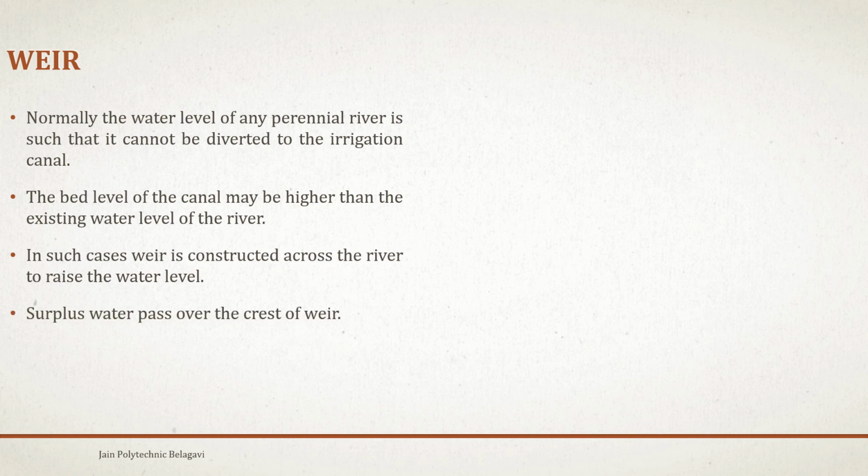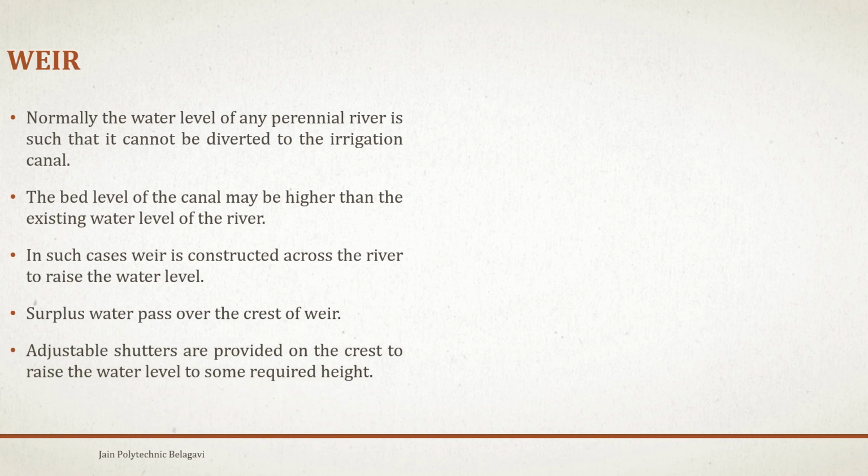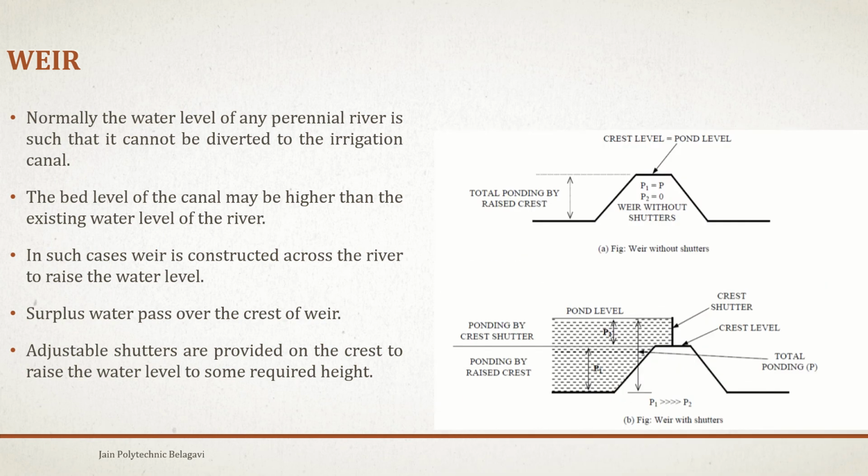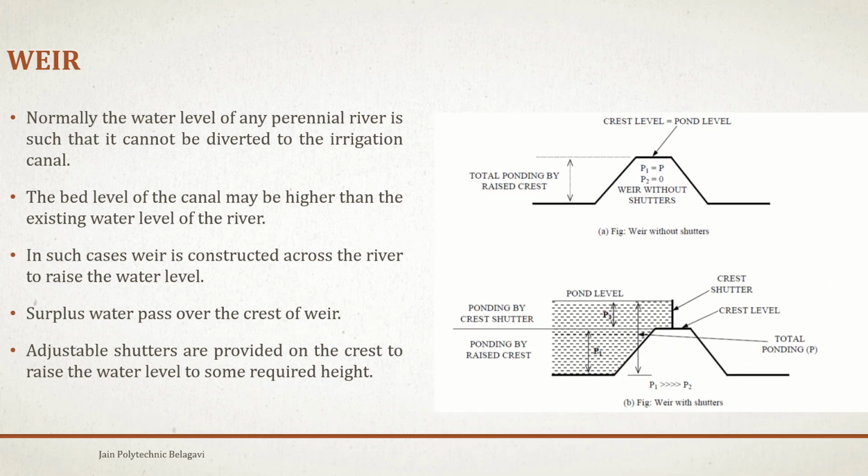The surplus water passes over the crest of the weir. Adjustable shutters are provided on the crest to raise the water level to some required height. So this is how the weir is constructed. The first one is a weir without shutters, and the second image is of a weir with shutters.